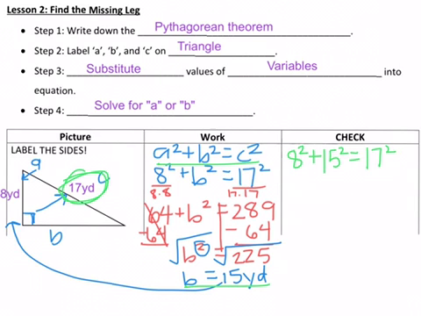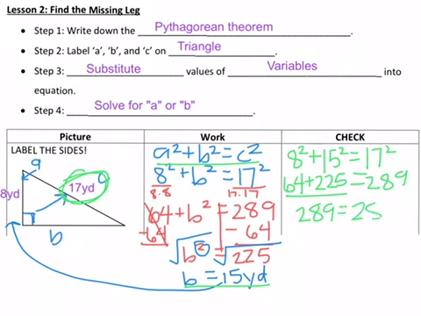So we have 8 squared, which is 64, plus 15 squared, which is 15 times 15, is 225. And that's equal to 17 squared, which is 17 times 17, and that is 289. So if the first side is equal to the second side, then we know that our answer is correct. When I add 64 plus 225, we do get 289, so we know our answer is, in fact, correct.